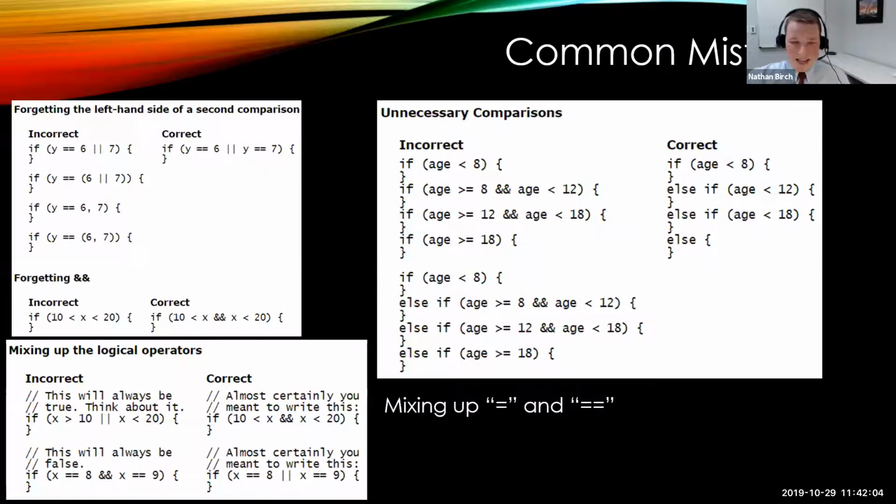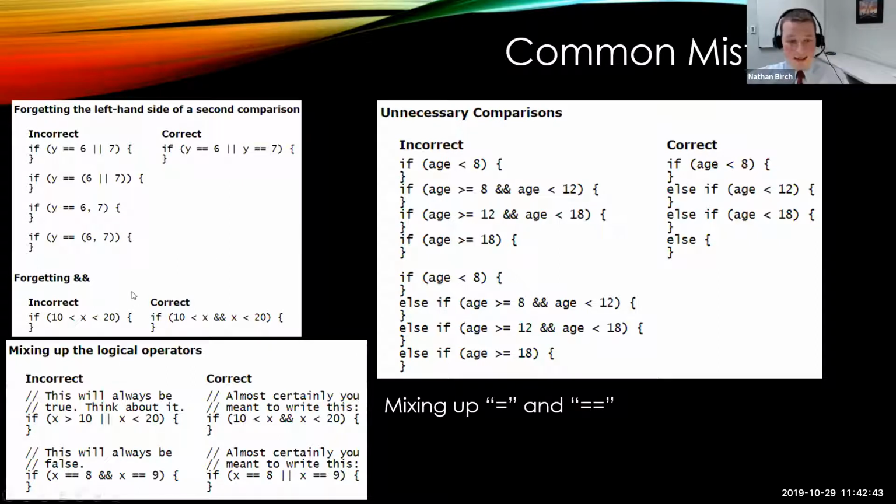All right, common mistakes. Forgetting the left-hand assignment of a second comparison. Remember I said if age was 14 or 15 for our girls' classes, that would always be true, because your program will see 7 or 15 or any value as true as opposed to false. The only way it would see that as false is if it was 0. Anything other than 0, it will see as true. So the correct way to write this would be if y is equal to 6 or y is equal to 7. Every other one of these ways is false and will not give you what you want.